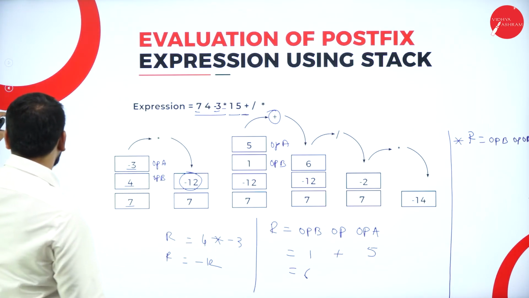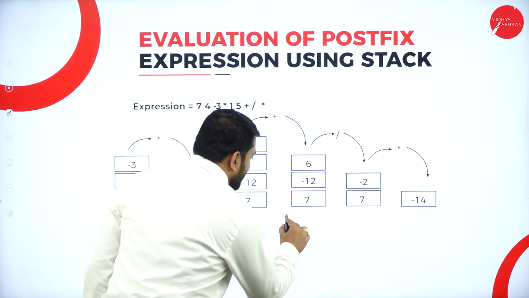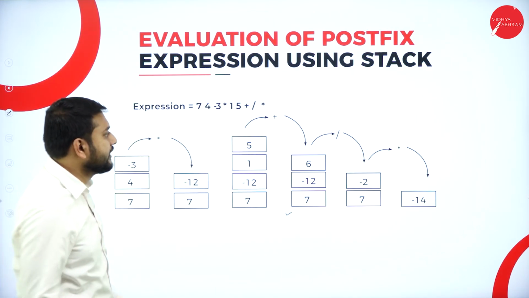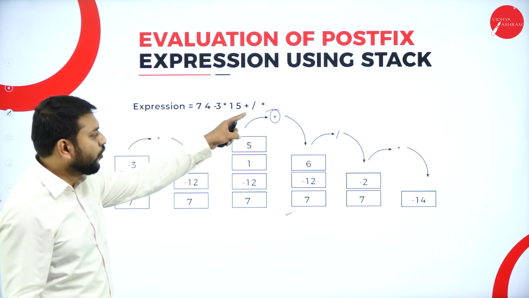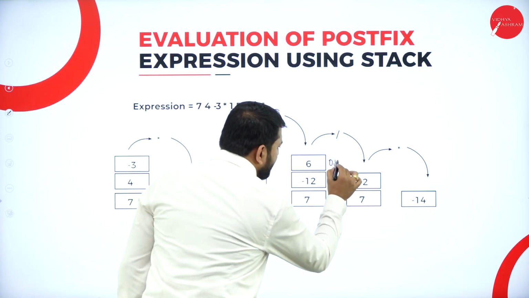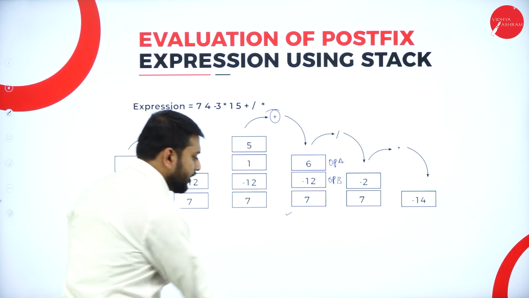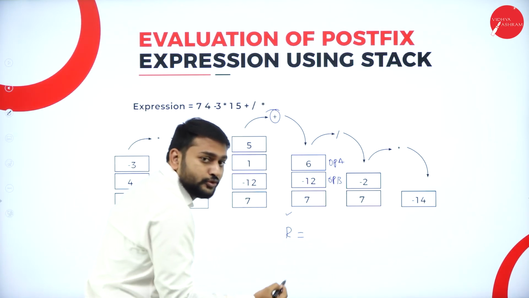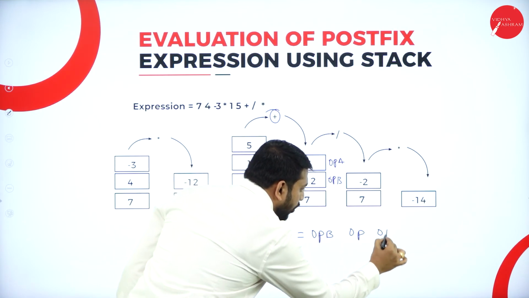Let me just erase everything so that it will be easy for you to understand. I'm done with this plus. Don't worry, I'm doing the next one. What is the next thing that you have? You have the forward slash. Same thing: operand A, operand B. That's what you need to remember. So how do you do it? Result is operand B, then the operator, and then operand A.